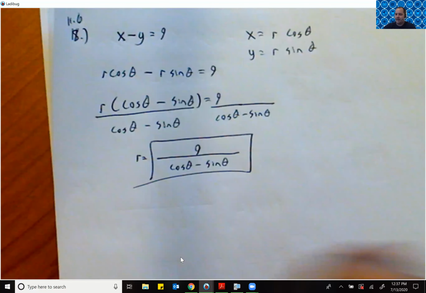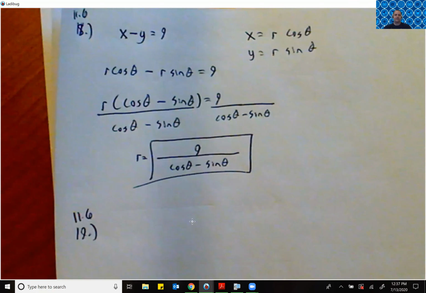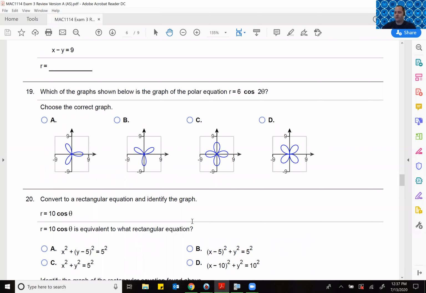19, almost there. Almost there. All right, so this one says, given this equation, r equal to 6 cosine 2 theta, they want to know which one below is the graph.